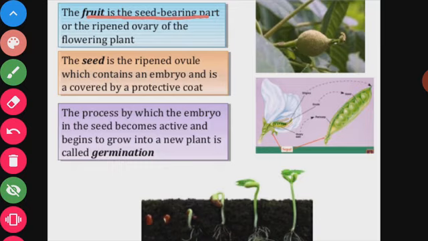The young shoot develops leaves and grows in size. As you can see here in the diagram, this is a seed. The roots grow downwards and the shoot goes upwards.